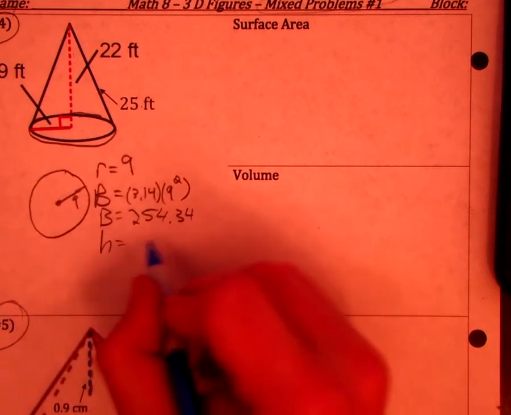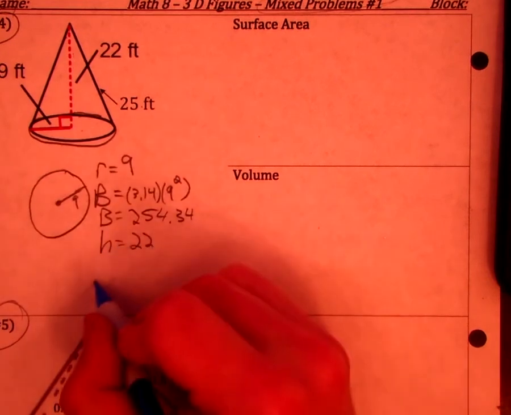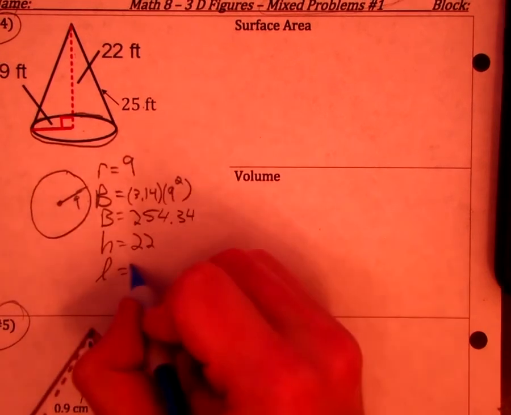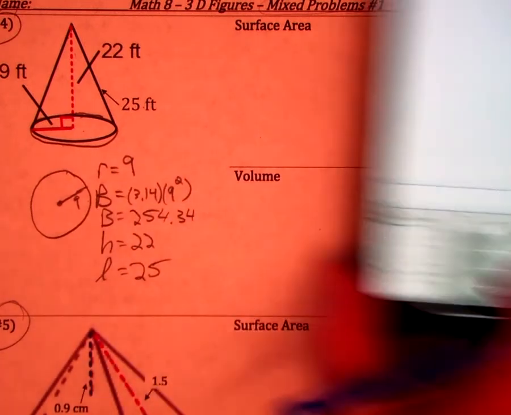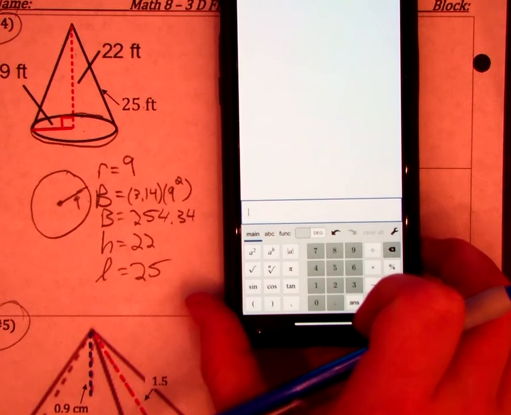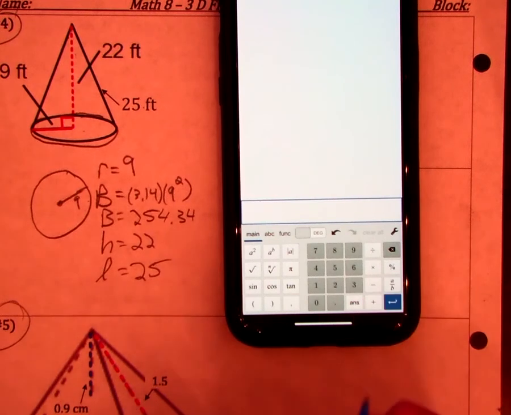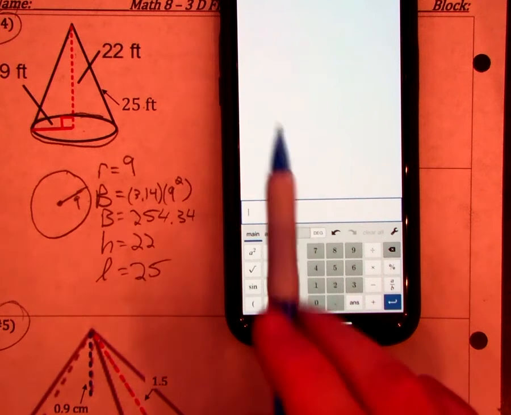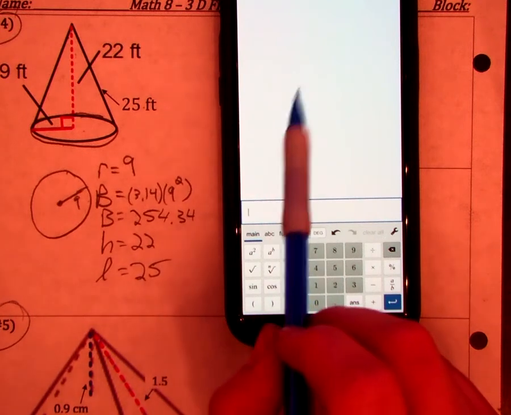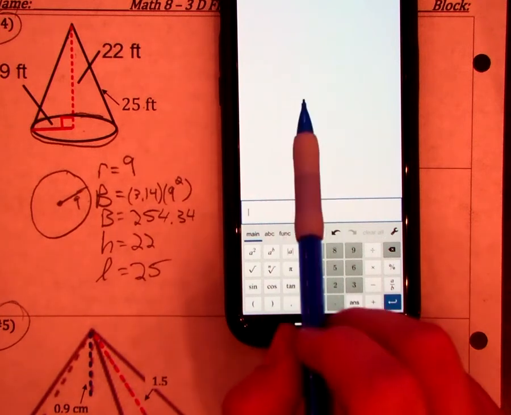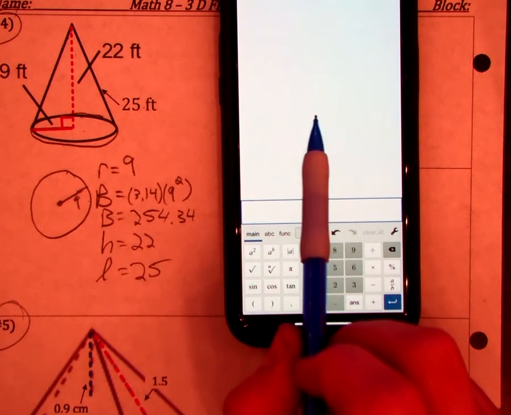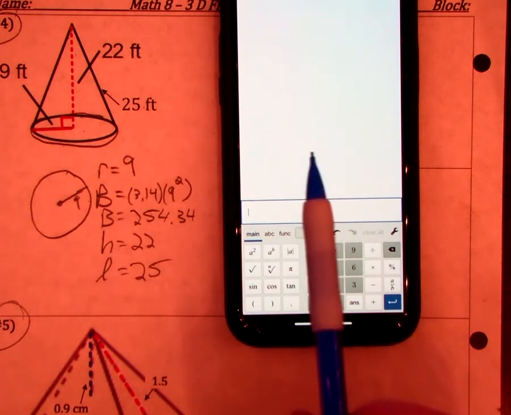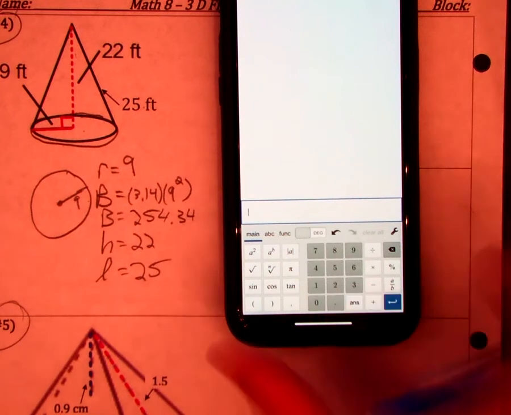That's going to be our height, our vertical height, which is 22, and our slant height is going to be 25. Now that we have our labels, again, you can use that wonderful Desmos calculator. So again, if you maybe are watching this video full screen, or you only have this one window or tab open, I highly recommend that you either be working on the Desmos app, or just pull up the Desmos scientific calculator on another tab. You can split screen, whatever works for you, as long as you're using it correctly.